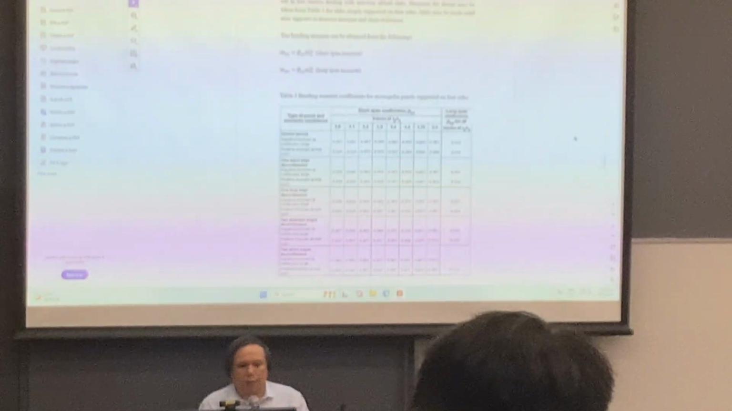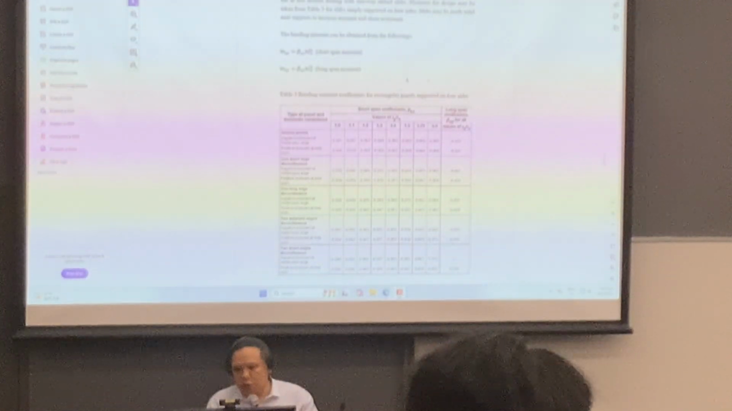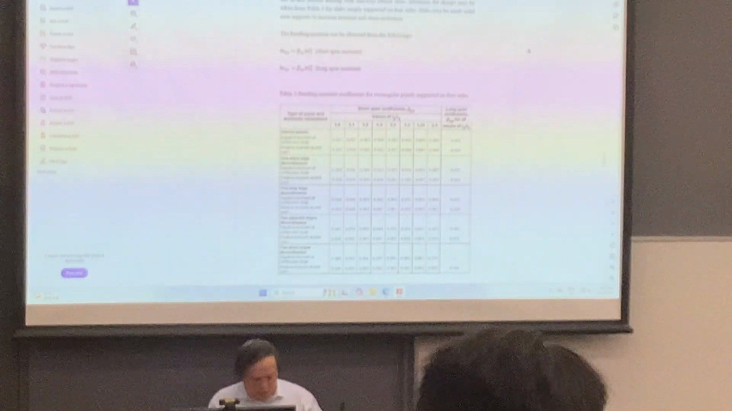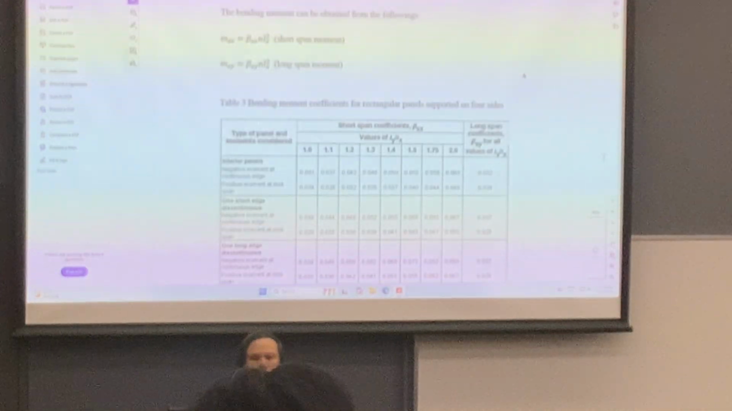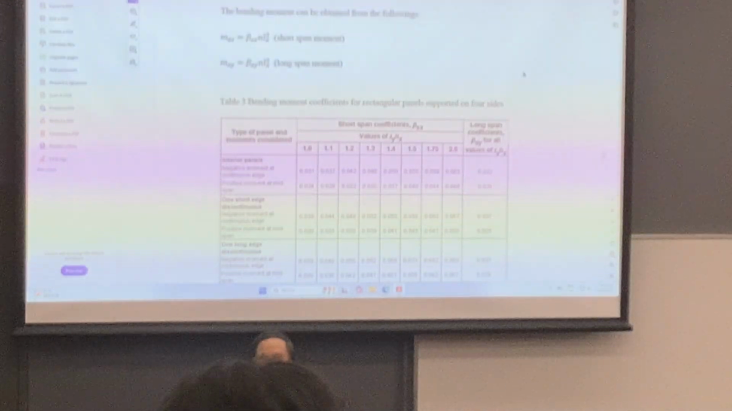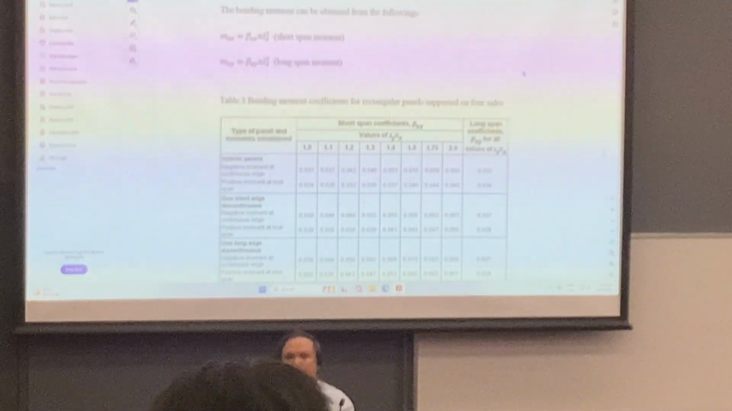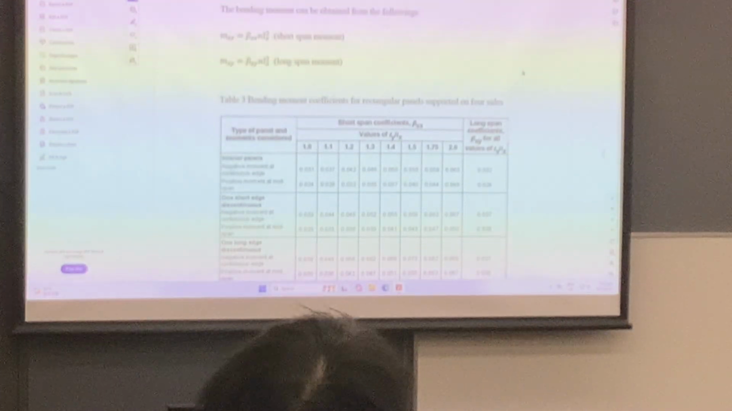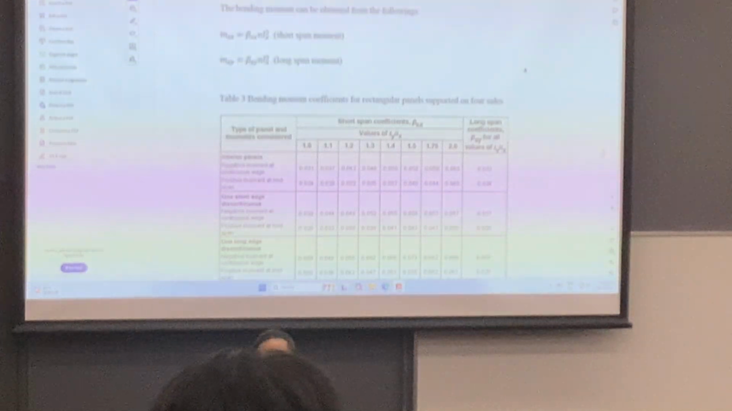I think we mentioned the way to find the moment, and for the shear, we use this equation. Beta Sxn times Lx squared, and then we have Mxy, beta Syn times Lx squared. Lx is the shortest span of the slab, and beta Sx and beta Sy are the coefficients.